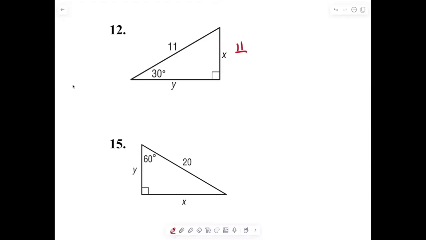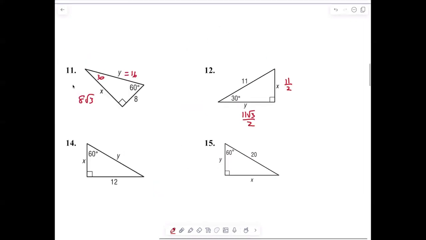We're going to say 11 over 2. And what's y? 11 radical 3 over 2. Now, I know some of you are getting more familiar with the fractions now and how I want you to write the fractions, but that's fine. If you said 5.5 and 5.5 radical 3, I wouldn't even care. But that's just not how they're going to be writing it when you go to high school.